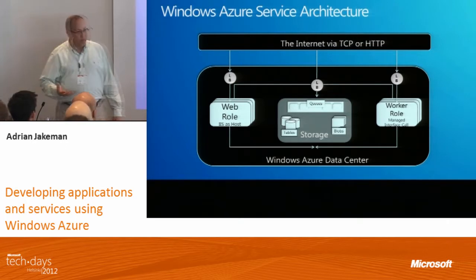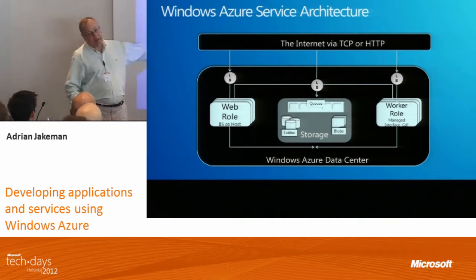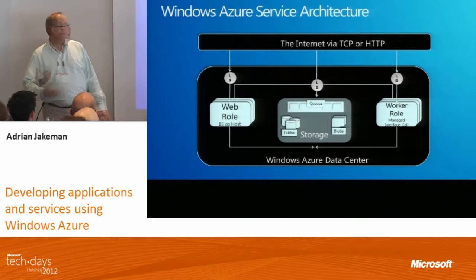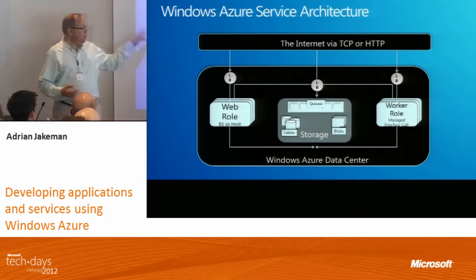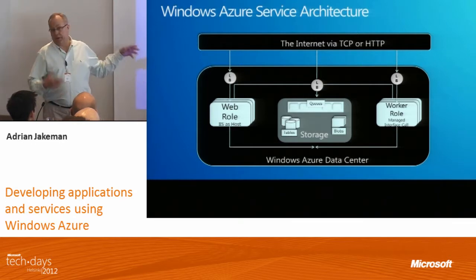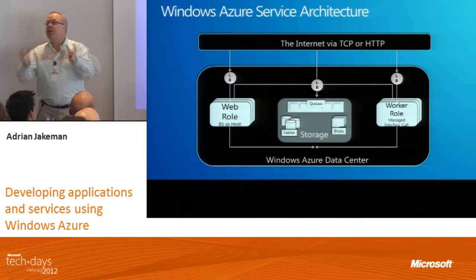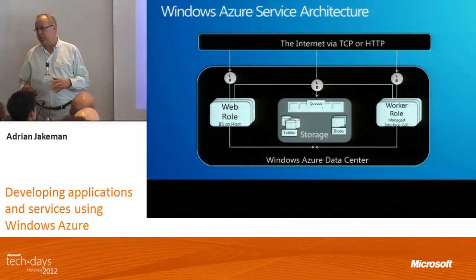I can deploy my web role. I can say that I want to have 3 instances of it. 3 virtual machines will spin, and I will have the ability to connect to my web roles through the load balancers managed by Windows Azure on the Fabric via TCP or via HTTP, allowing my users access into my web roles.